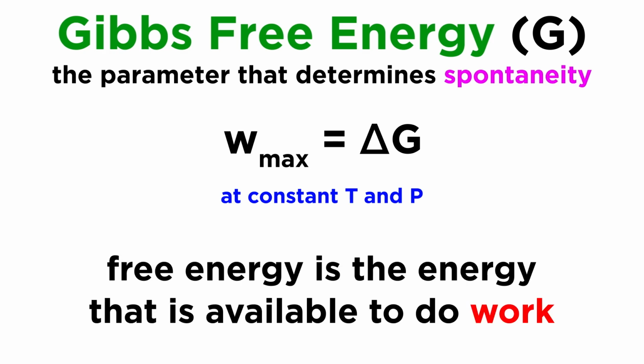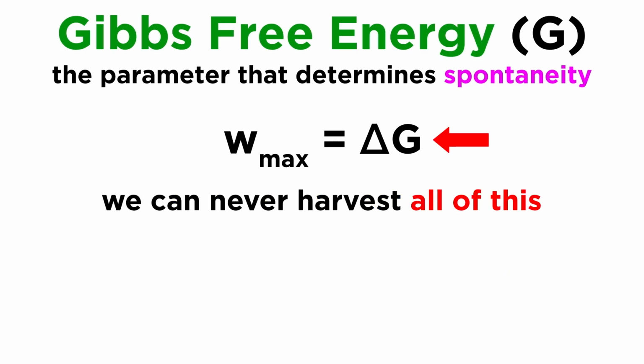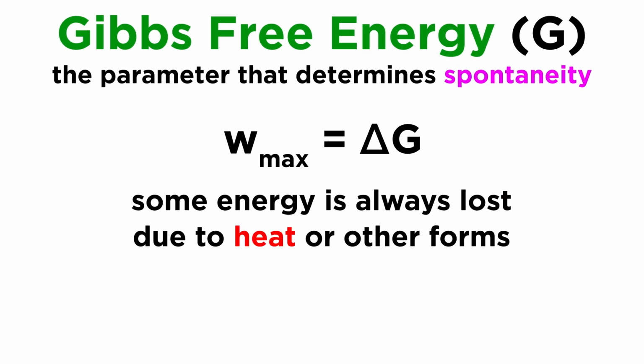This is why we call it free energy, because it is the energy available to do work if the process is spontaneous. Conversely, when a process is non-spontaneous, delta G tells us the amount of work that must be done on a system to get the process to occur. However, the amount of work we actually obtain from a spontaneous process is always some fraction of the maximum possible amount. It is physically impossible to utilize 100% of the free energy produced by a spontaneous process. This is because some energy is always lost, most often due to heat.